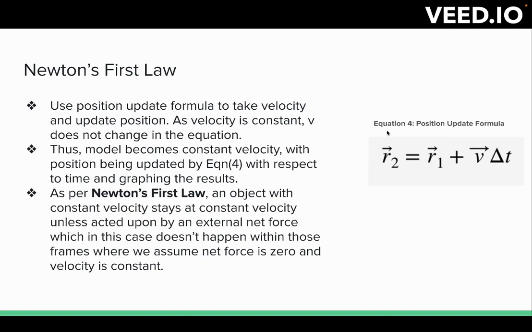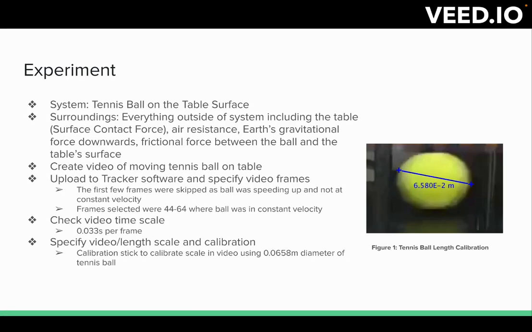We also used equation 4, which is the position update formula, and with this, the model becomes simplified and becomes Newton's first law, which states that an object with constant velocity stays at constant velocity unless acted upon by an external net force, which in this case doesn't happen as we have already assumed the net force is 0. So the system was the tennis ball, which was on the table surface. The surroundings were everything outside the system, including the normal force from the table, air resistance, frictional force, and gravitational force downwards.